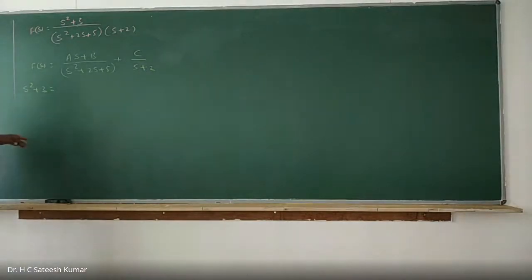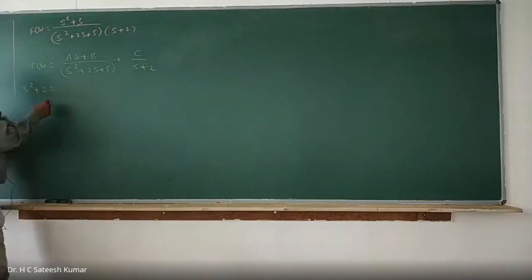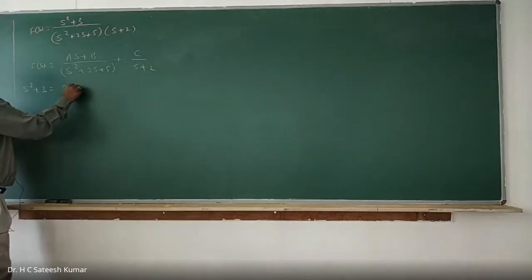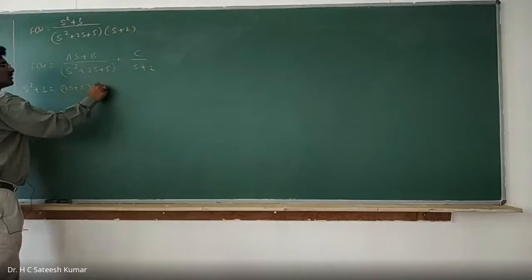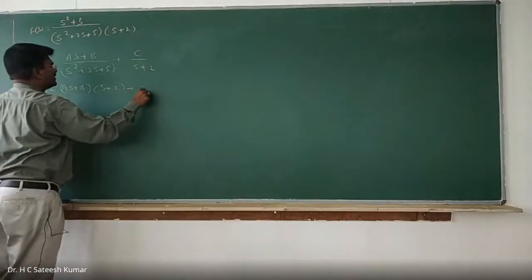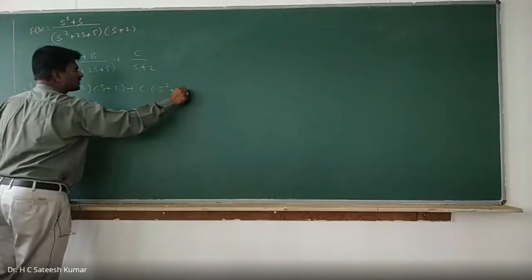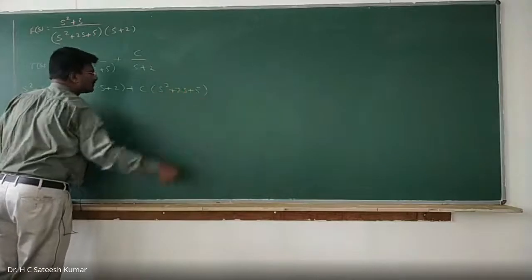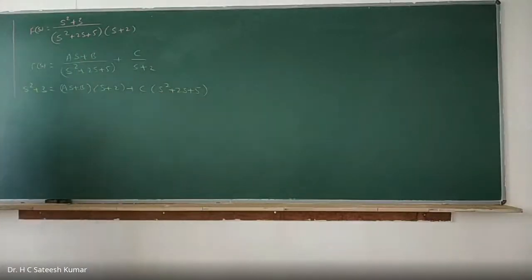All these things you studied in first PU. So same thing in the partial fraction. Only the Laplace transformation portion is new for you, but other things you have already studied, right? So this can be written as As plus B into s plus 2 plus C into s square plus 2s plus 5. Okay, right.